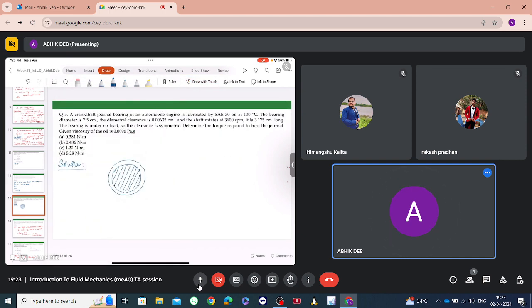So this is the center, and at this point there will be this velocity acting. So this is C, and diameter is equal to 7.5 centimeter, and the clearance twice C is 0.00635 centimeter, or C is equal to 0.003175 centimeter, which is very less than the diameter.